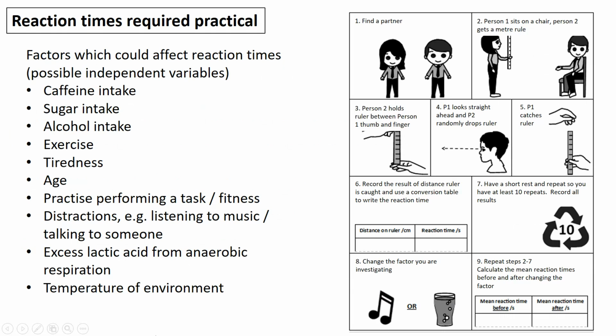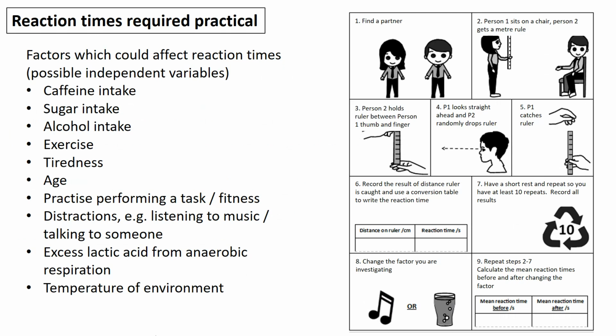If you're doing the ruler catch method, you basically need a partner. One person sits down on a chair and the other person gets a meter rule. The person holding the meter rule will hold it in front of the person sat down, and that person will look straight ahead until the ruler is randomly dropped. The person sat down then catches the ruler and records the distance the ruler is caught and uses a conversion table to calculate the reaction time.